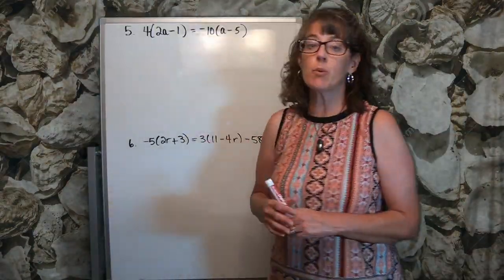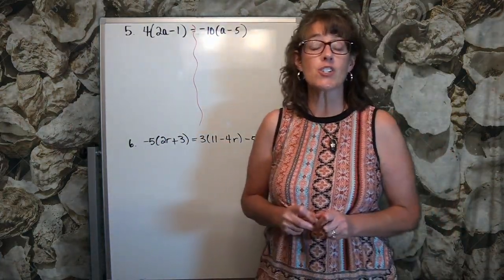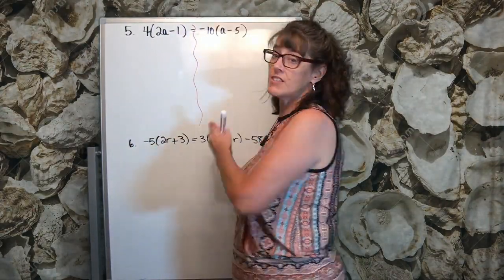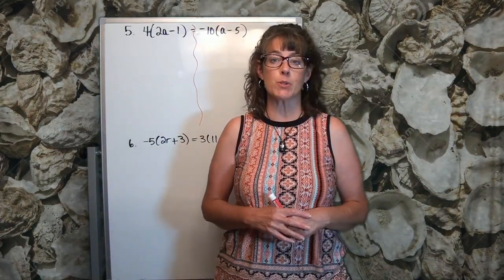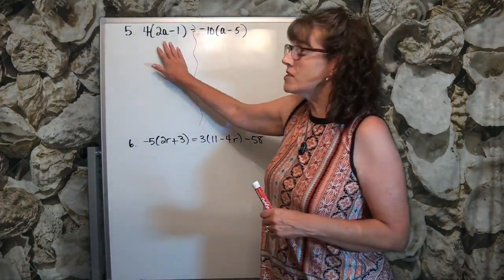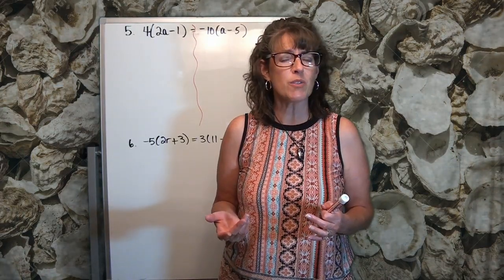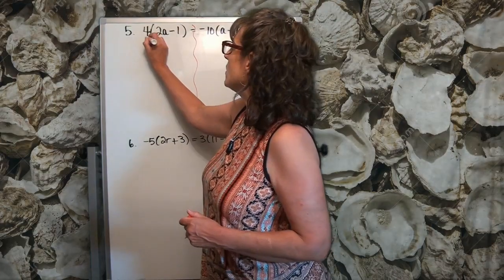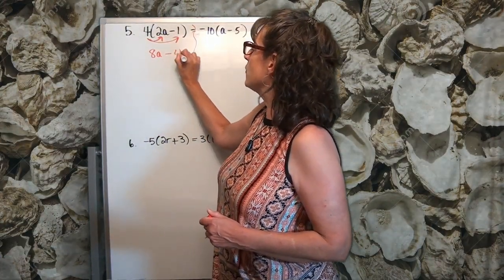So in this example, here again, I like to put that wall there so I can see where each side is. I'm going to simplify this side, I'm going to simplify this side, and then I'm going to start shifting things across the wall and separate my variables and my constants. Notice on this side it's not simplified because of that parentheses, and like we said before, how do you get rid of a parentheses? Yes, you distribute. So I'm going to distribute that 4 through. That will give me an 8a minus 4.